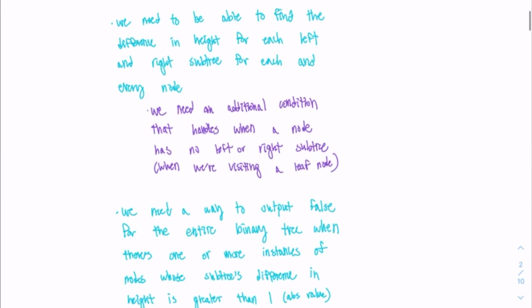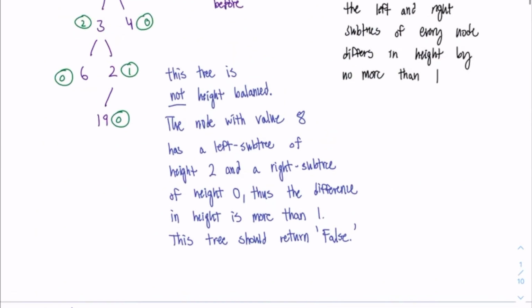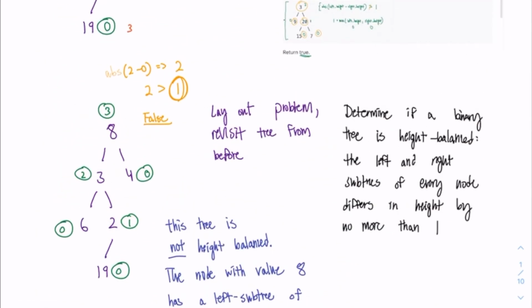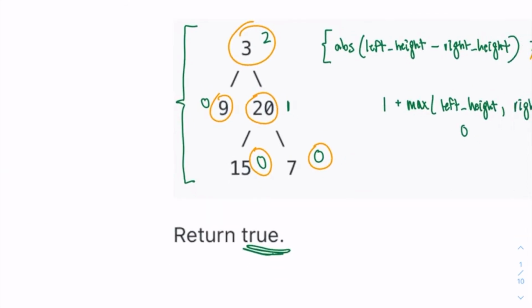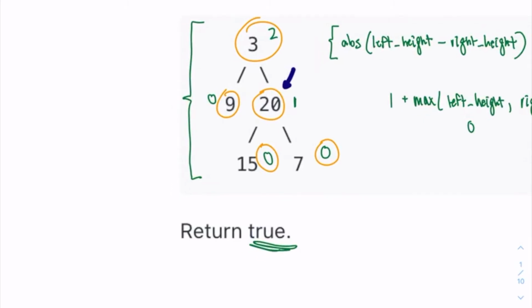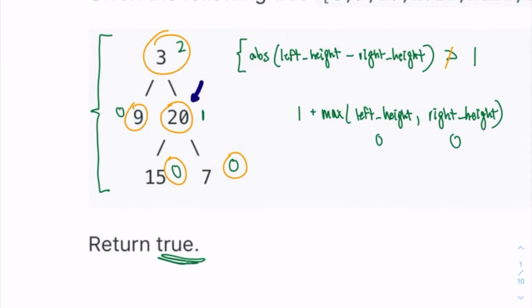The second thing we need to know is we have to find the difference in height for each left and right subtree for each and every node. So given a node like this, we have to know its left and right subtree as well as its difference, because the difference will judge if the node is height balanced or not.